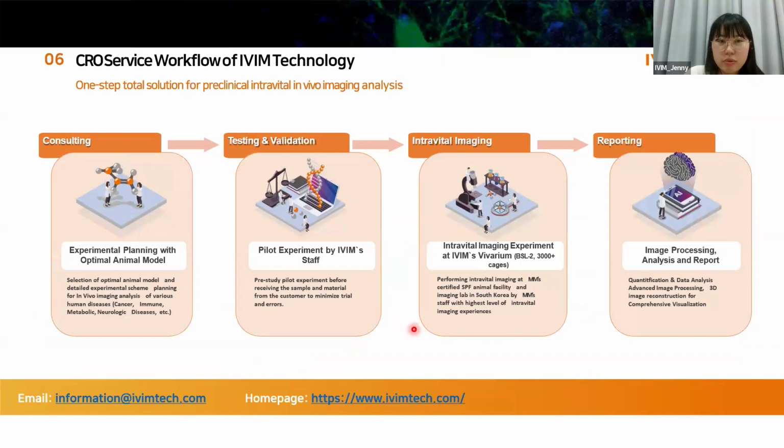So the CRO service provided by IVIM Technology is designed to support researchers from the very first idea to the delivery of the final results, and it follows a structured step-by-step process. We first begin with a thorough consultation, during which we discuss the experimental objectives, design, and specific requirements in detail. This stage ensures that we fully understand the research goals and can tailor the approach accordingly to your needs.